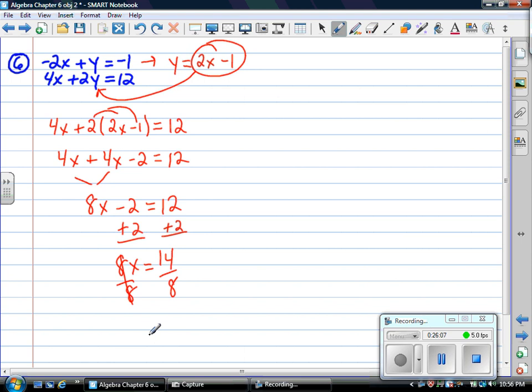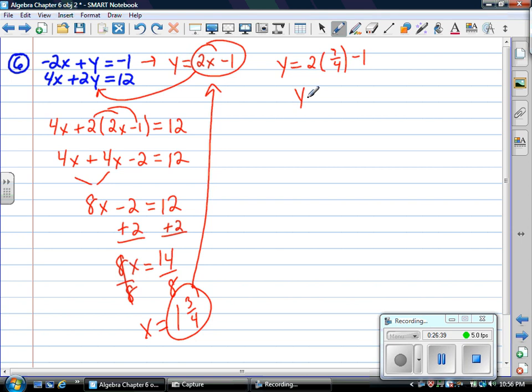Divide by 8, divide by 8. x is equal to 1 and what's that? 6/8, so that's 1 3/4 or 1.75. I want to substitute. y is going to be equal to 2 times whatever x is, and x is, what's that, 7/4, minus 1. y is going to be equal to 2 times 7 is 14.